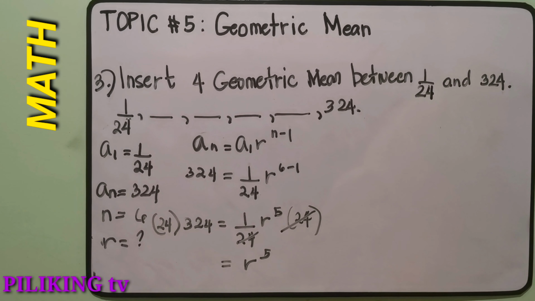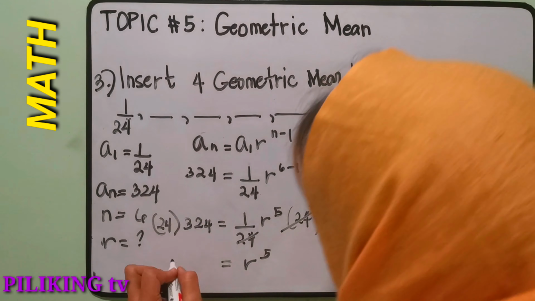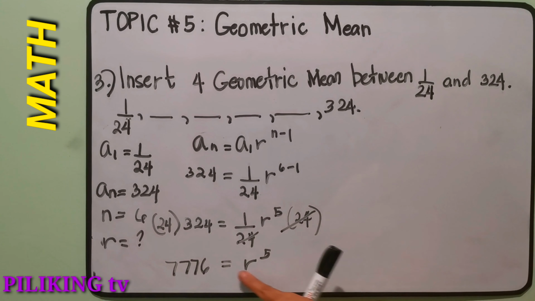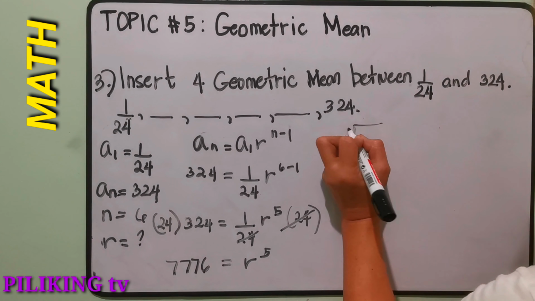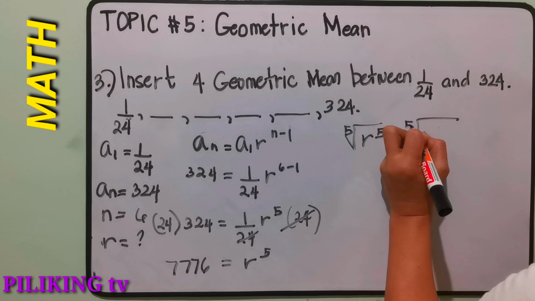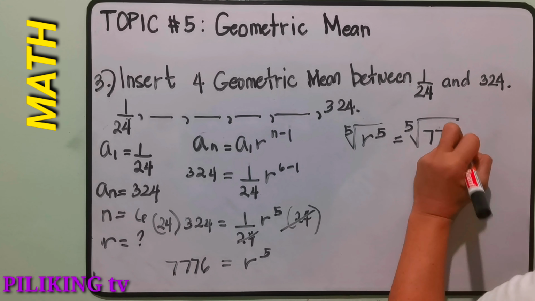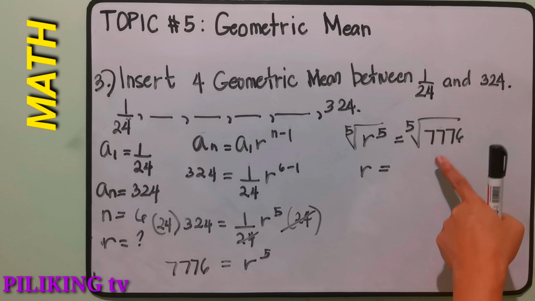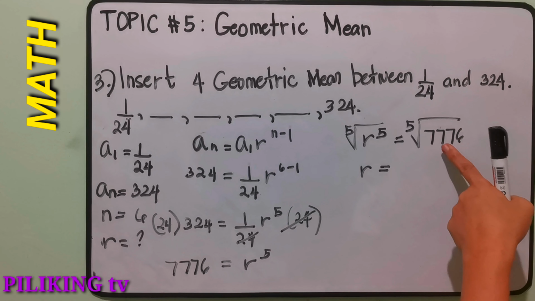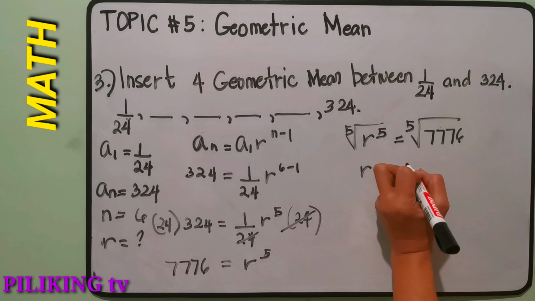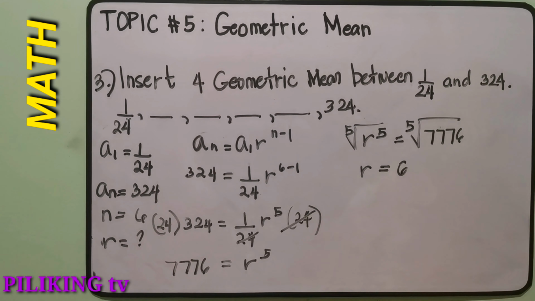So what is 24 times 324? That is equal to 7,776. Okay, now, you get the fifth root of both. Okay, so we have the fifth root of r raised to 5, that is equal to the fifth root of 7,776. Okay, so the remaining here would be r. So think of a number that when you raise to 5, that gives a product of 7,776. So r raised to 5 is equal to 6. Therefore, the common ratio is 6.